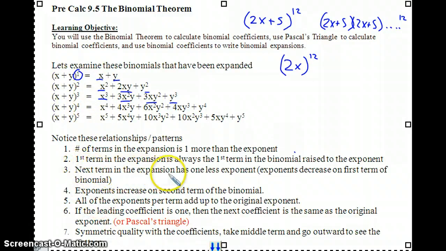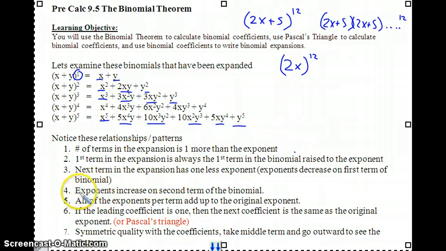The next term in the expansion has 1 less exponent, so the exponents will decrease as we go over. So notice that with the x, it starts off as a 2, the next one is a 1, then there are 0 x's. If we look at this one down here where we have a few more terms so we can see the pattern, the x term starts off with a 5, then a 4, then a 3, then a 2, then a 1, and then there are no more x's. So we start off with the highest exponent for the first term and we work our way down to 0.